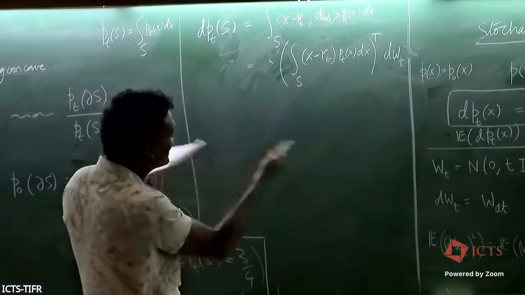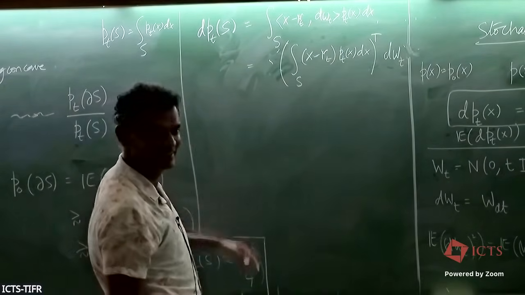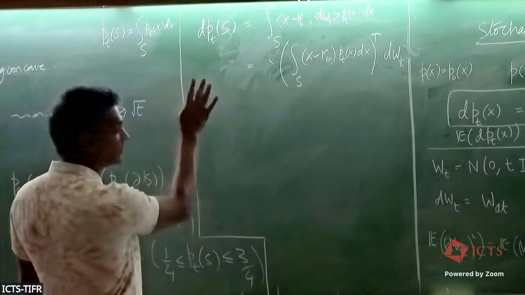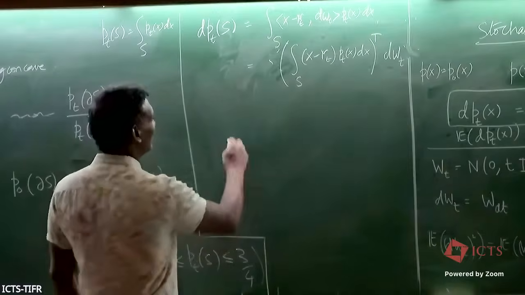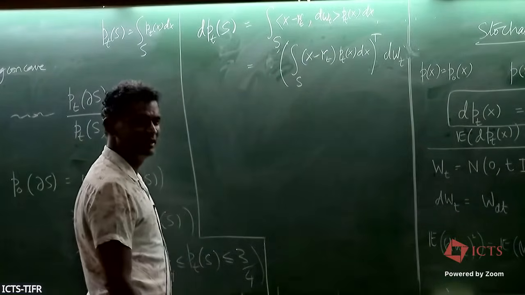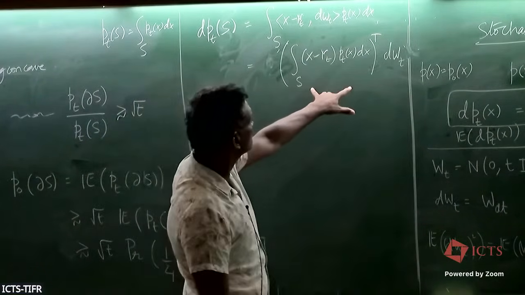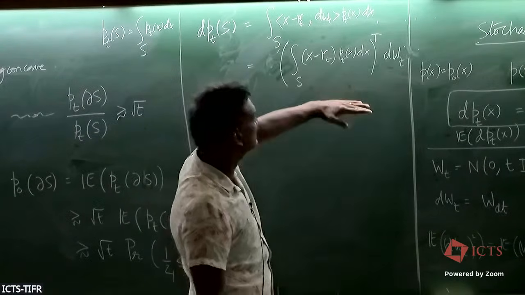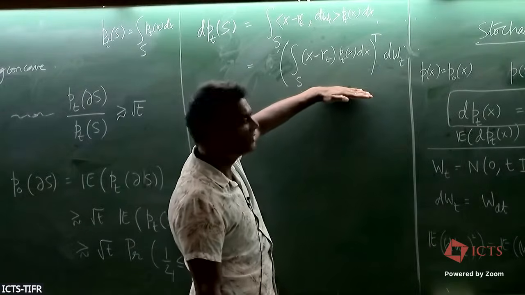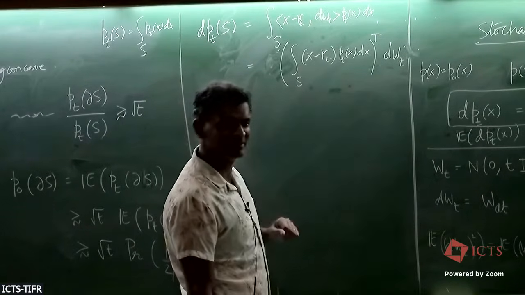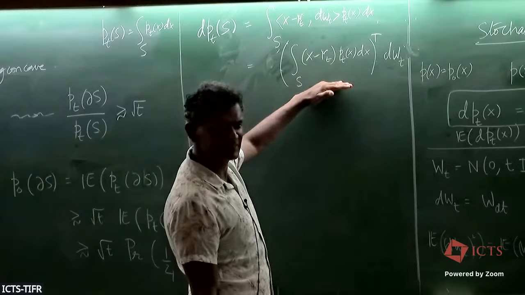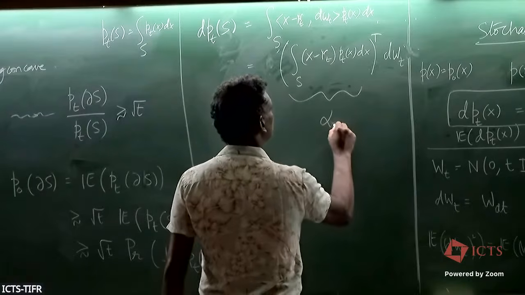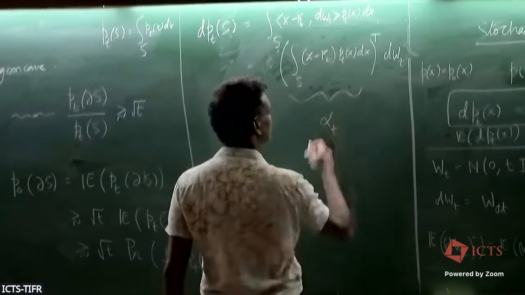In fact, it's just a martingale. This is the only variable for us now, pt of x. The things that appear on the right hand side are some other variable. This is just a constant that depends on t. It's just a fixed vector. Let me call this some alpha t. That's it. It's just alpha t dwt.